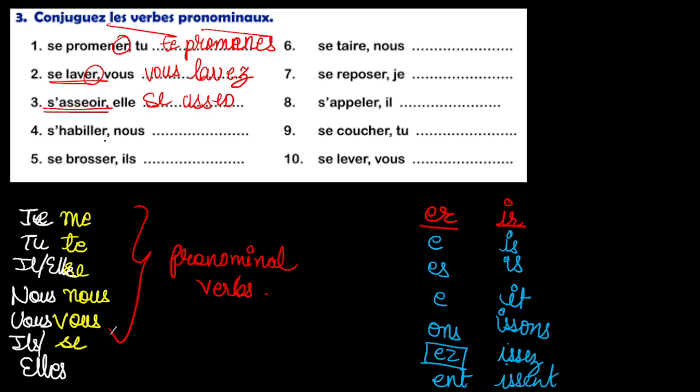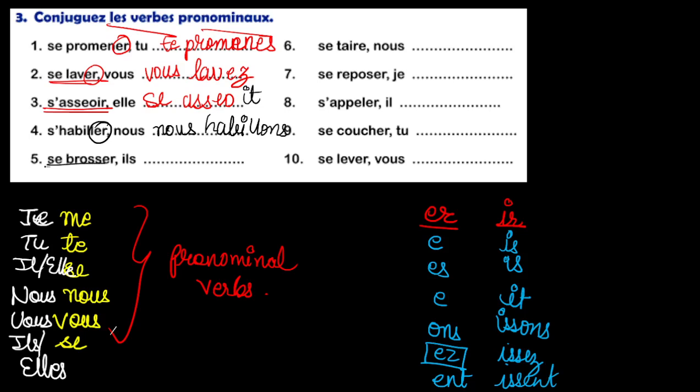So now if you look here with nous, okay, we were here. So this is an il. With il, we use it. So it will come here, it. Fine. S'habiller. Again, this is an er verb. With nous, we use nous. So here it will come nous. And habiller. So it will come habi, then llons.